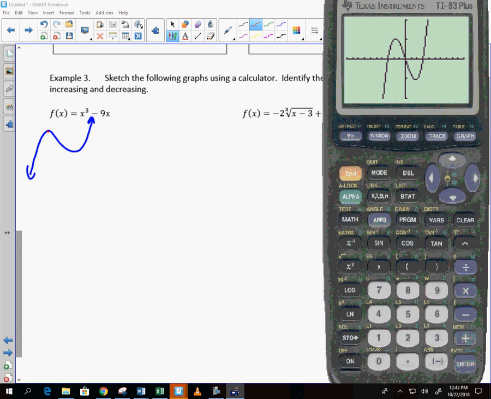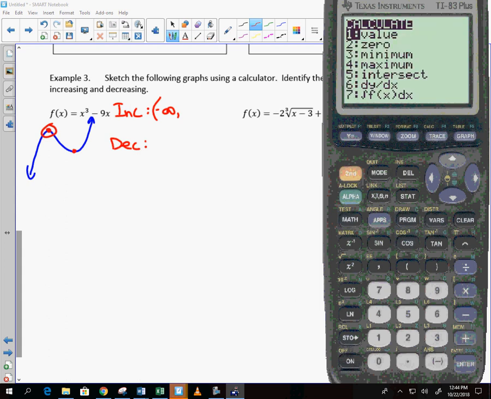We want to identify intervals on which it's increasing and decreasing. Well, it looks like it starts increasing. So from negative infinity to something. But I'm going to have to find that maximum. Anybody know what I do on my calculator to find a maximum? Second, calculate.